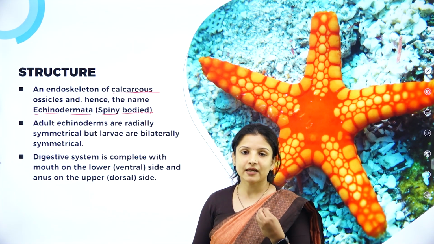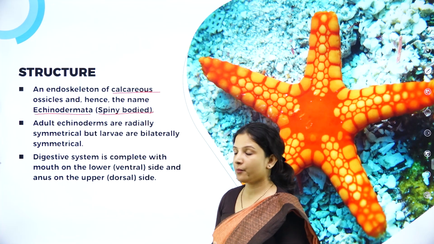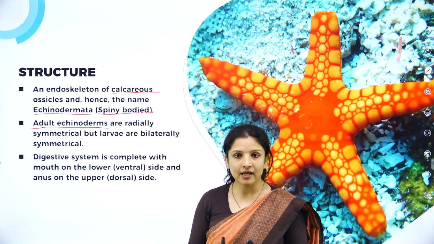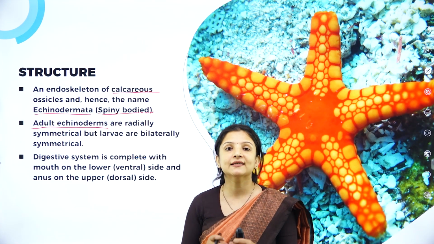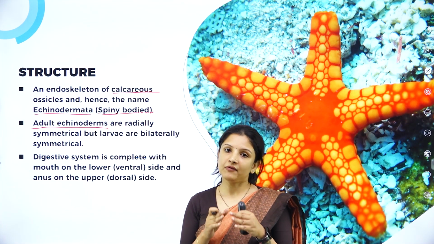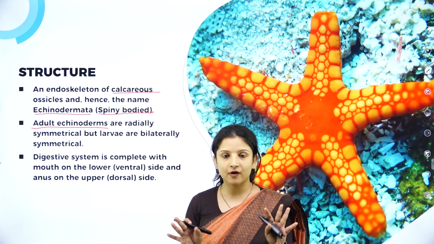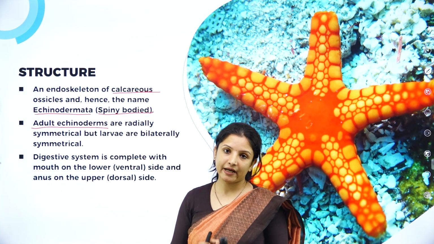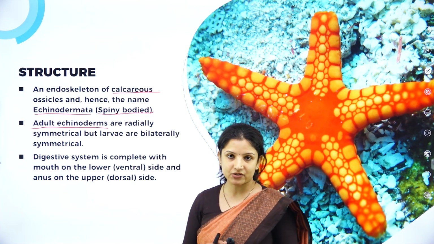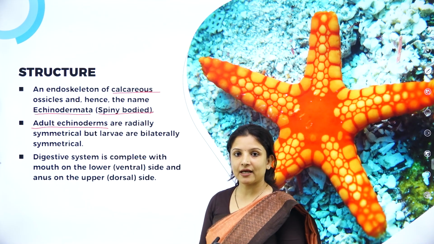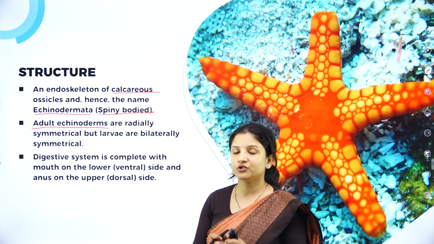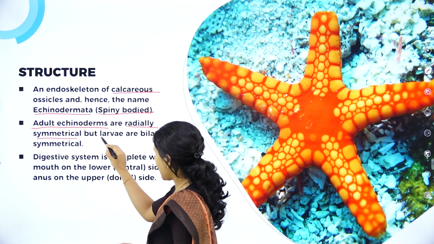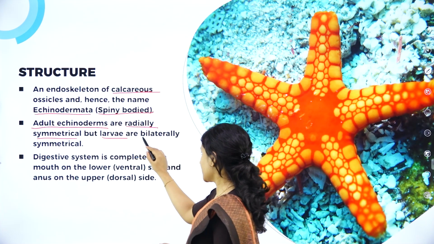And adult echinoderms. Why? Because you have to mention the term here, adult echinoderms. Because in echinoderms, their development is indirect, wherein they have a larval stage. And that larva do not have radial symmetry. They exhibit bilateral symmetry. Hence, we have to say that the adult echinoderms or the matured echinoderms are radially symmetrical, but the larvae that are there are bilateral symmetry.